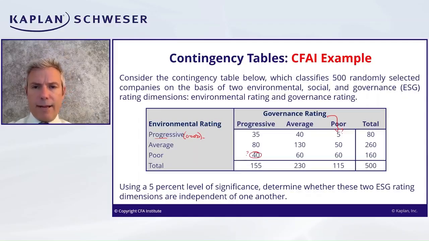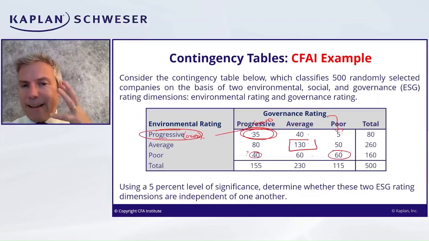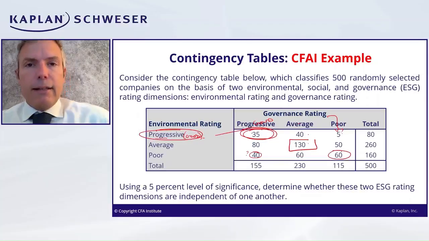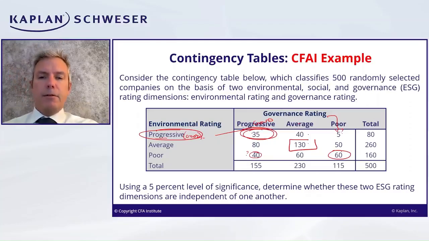But where the mass of this table is, is here. Average implies average. And when you're progressive, you're good. There's more good progressive firms that are progressive in both areas. And poor as well, that tends to be quite big as well. So we have to do the stats. You can't look at it and have an opinion about this data. You have to do the stats. But I would wager that what we're seeing here is that there is a relationship.